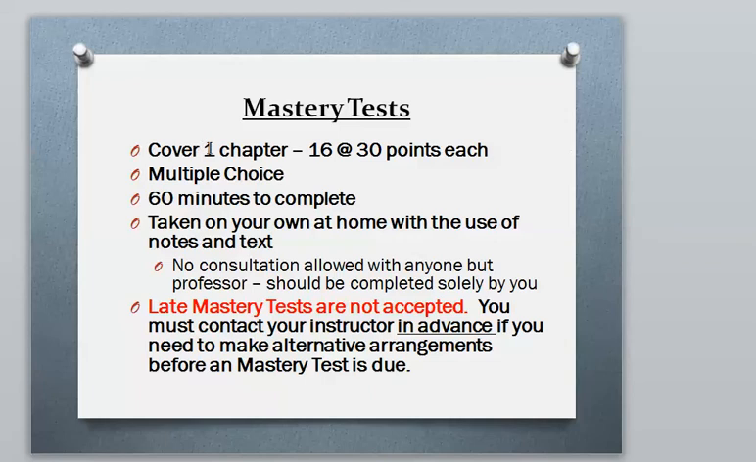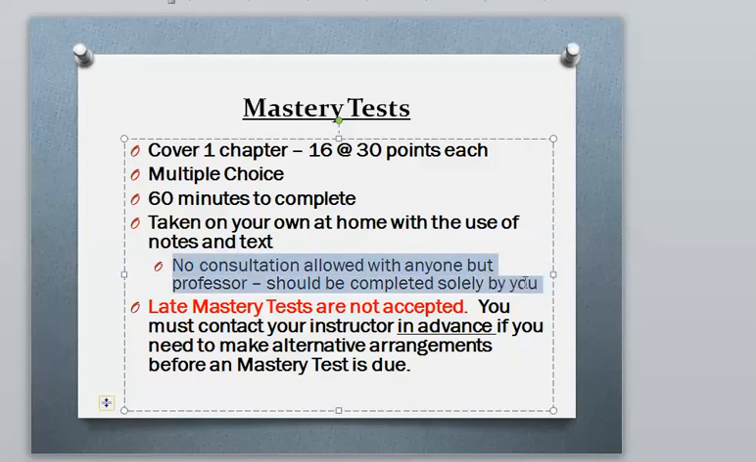So the mastery tests, there will be 1 for every chapter. So there's 16 of those, and they're 30 points each. It's 15 multiple choice questions, I believe. You get 60 minutes to complete those, and you can take those at your leisure at home before the due date. I like this, no consultation allowed with anyone but myself. So if you're completing the quiz, it should only be you. These are not to be completed with your neighbor or your friend or whoever else.